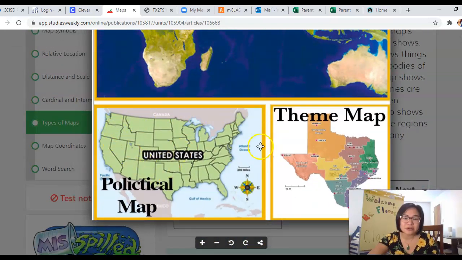So that is the political map right now. It's showing us boundaries. Can you guess what those boundaries show? Take a good look at that political map. What do you think the boundaries show? If you said it shows the 50 states of the United States, you're right.